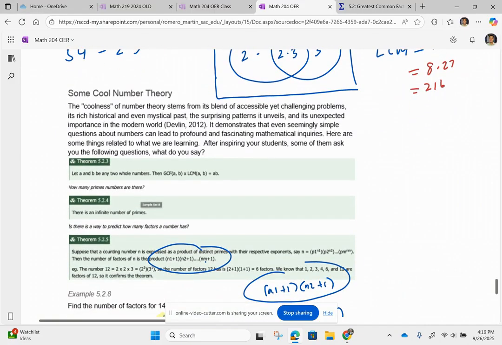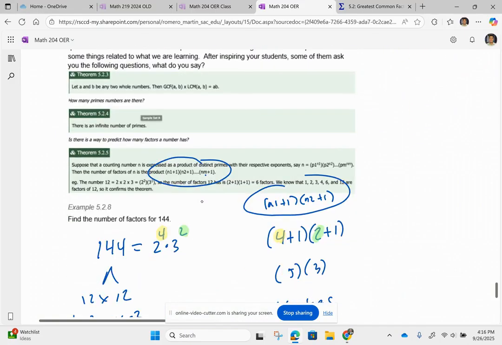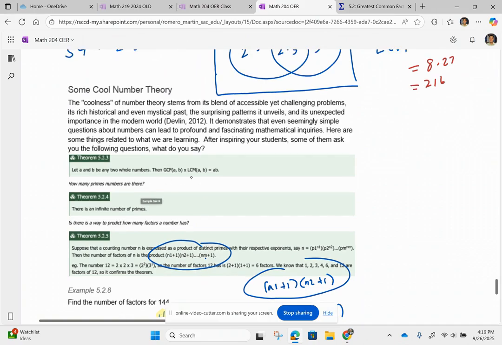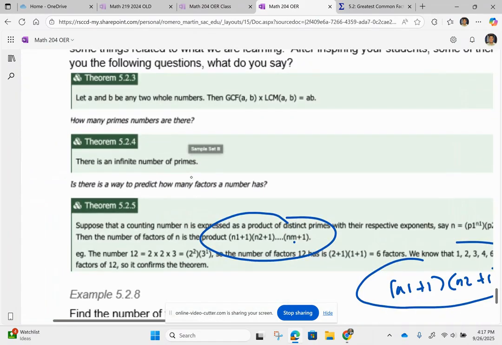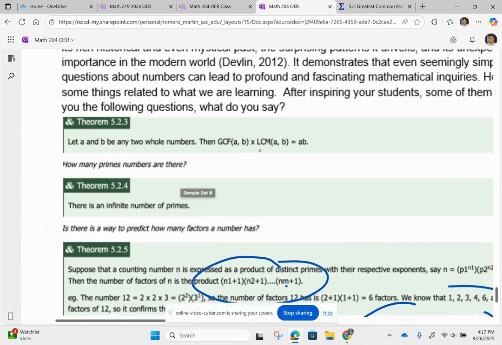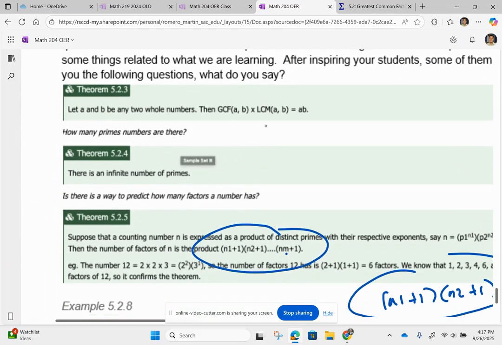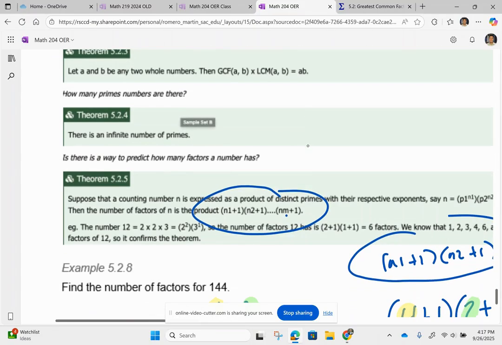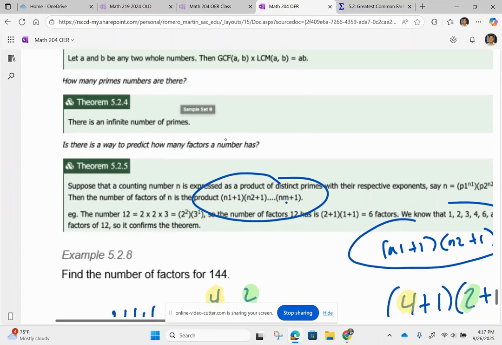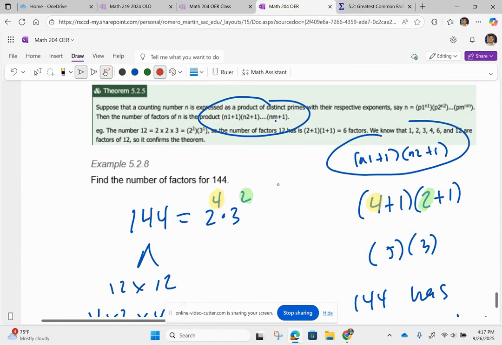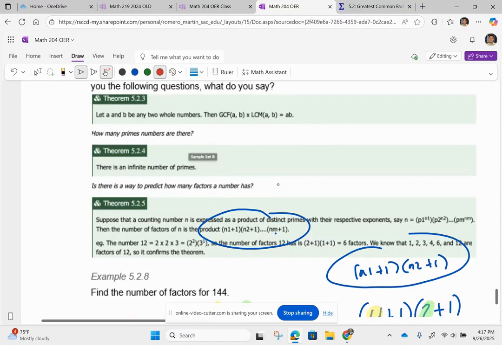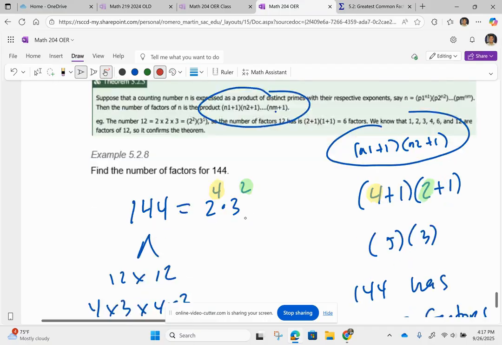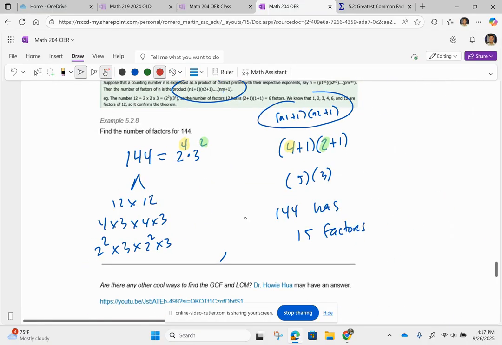And then before we leave, there's just some cool number theory here. Again, some things that just emerge through exploration of numbers. And so we have this is true. The greatest common factor times the least common multiple of two numbers is always the product. That was kind of true. And then this idea of how many primes are there. There's an infinite amount of primes, right? That's a cool thing.